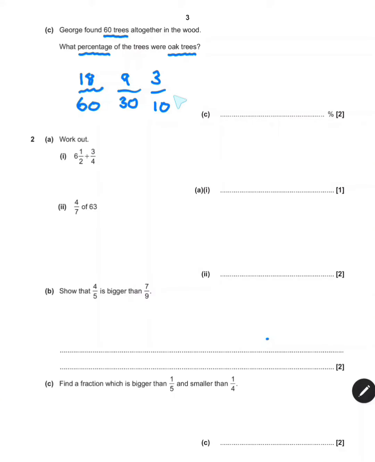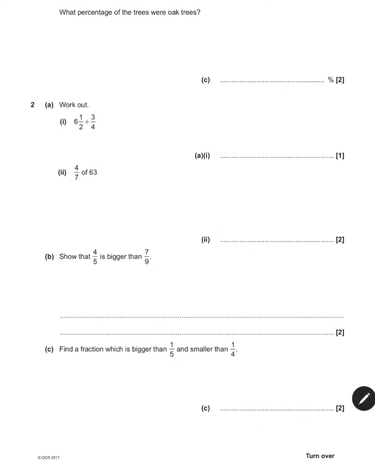And I'm aiming to get out of 100. So if I multiply top and bottom by 10, I get 30 out of 100. And this is my percentage. The minute you've got out of 100, you've got your percentage. So that's 30%. Question 2, we've got some fraction work to do.